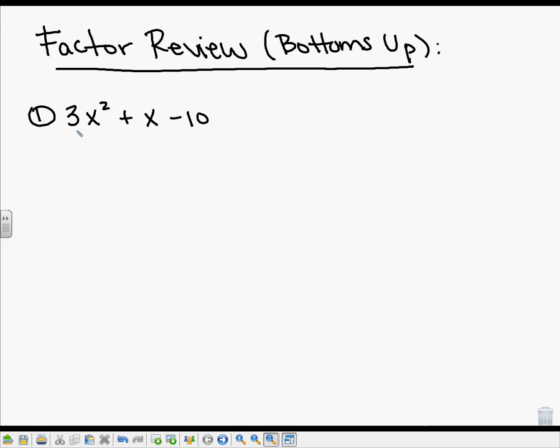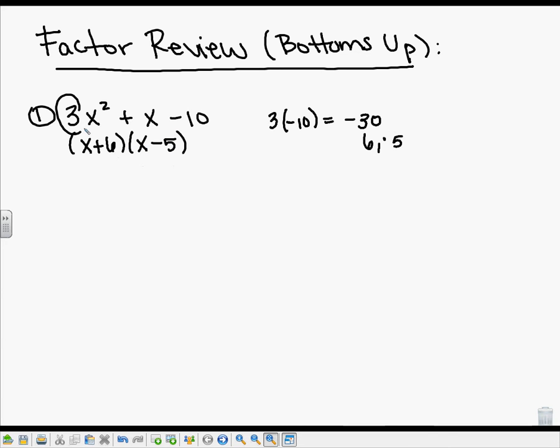For the next step of the bottoms-up method, as long as it's in descending order, so x squared, x, and a constant, you take the first number, the 3, times the last number, the -10. You don't have to write it down. You can usually do it in your head, but just for showing you, I'm going to show that part. So 3 times -10 is obviously -30. You need to find two numbers that multiply to -30 but add to +1. It's going to be 6 and -5. So you write x plus 6 and x minus 5.